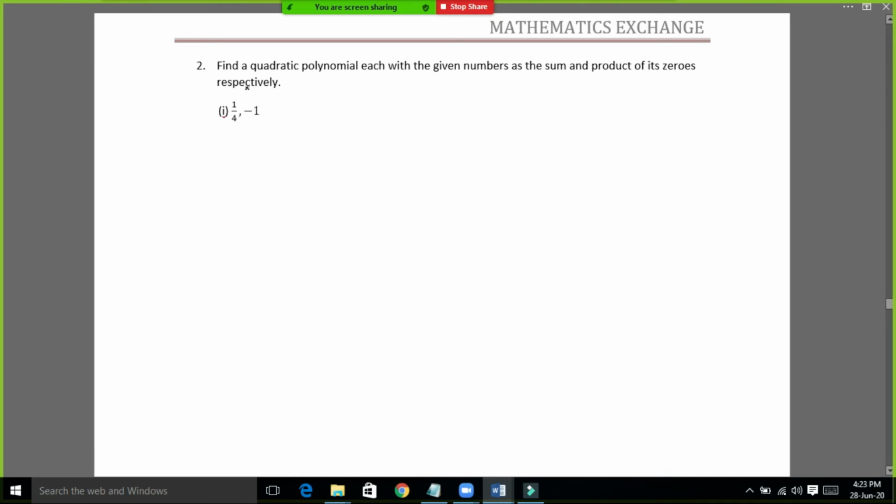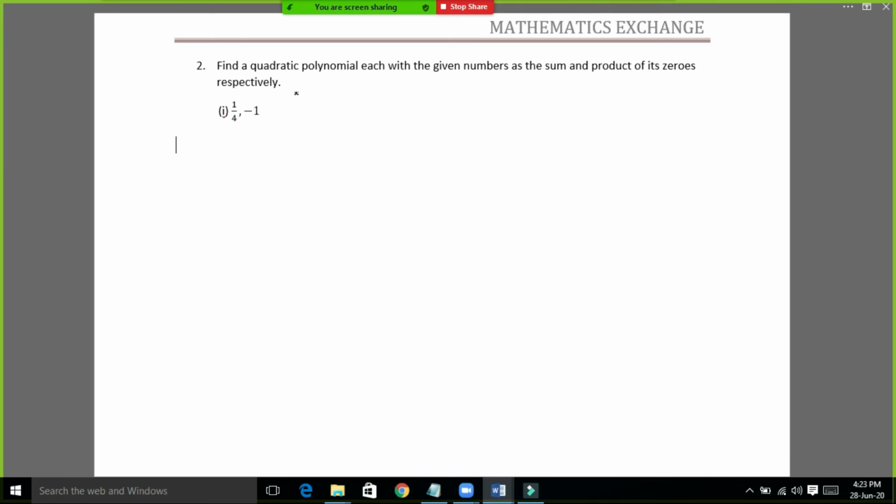This is the question number 2 from NCERT exercise 2.2. Find a quadratic polynomial each with the given numbers as the sum and product of its zeros respectively. So in the first sub-question we have given the first number as the sum and the second number as the product of its zeros, and from this sum of zeros and product of zeros we have to form a quadratic polynomial. We form a quadratic polynomial by using the formula that we just discussed here. So we go by this formula.